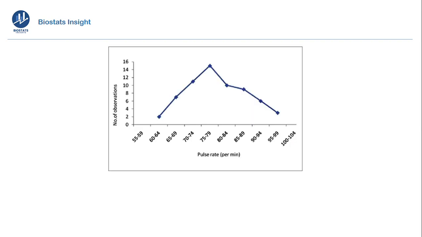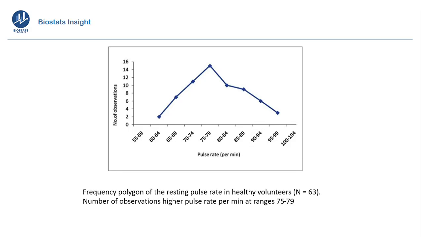Now, in this graph you can see the y-axis represents the number of observations and the x-axis represents the pulse rate per minute. And you can see the number of observations is highest for the interval 75 to 79. So what is the interpretation? Interpretation: frequency polygon for the resting pulse in healthy volunteers, n is 63. The number of observations is highest for pulse rates per minute in the range between 75 to 79.